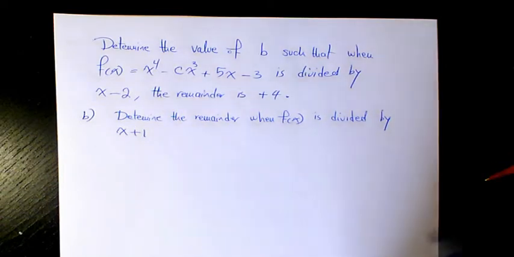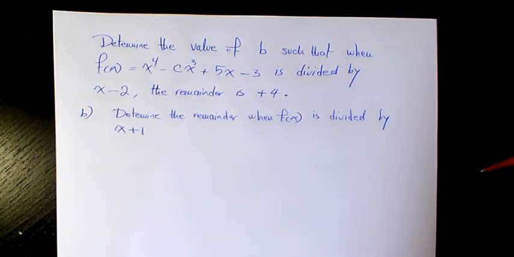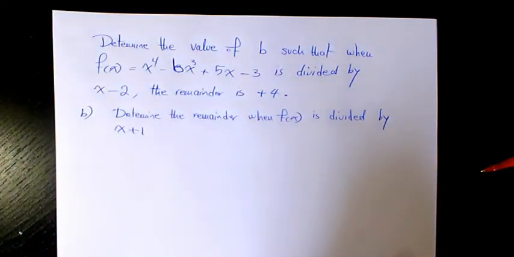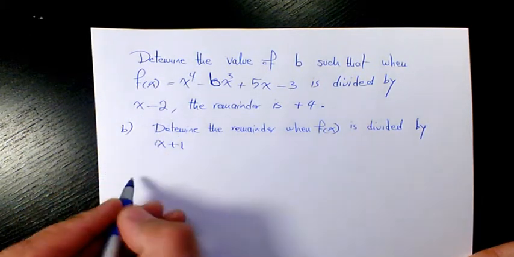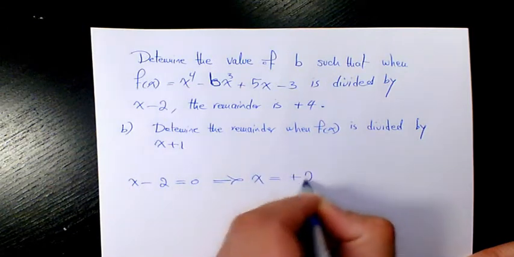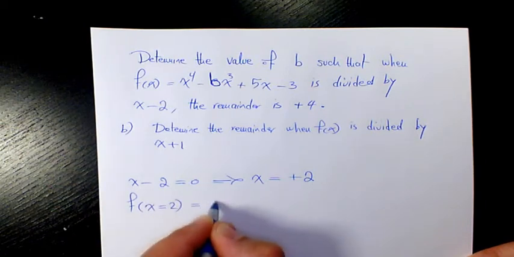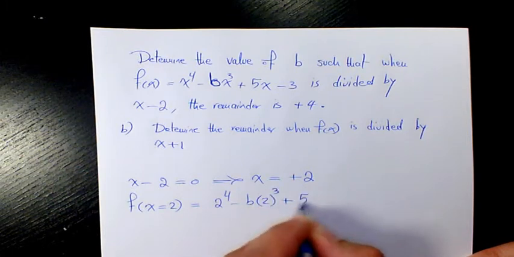Next example, it says determine the value of b such that when f of x equals x to the power 4 subtract bx cubed plus 5x minus 3 is divided by x minus 2 and the remainder is positive 4. So that's gonna be x minus 2 equals 0. So x will be equal to positive 2. Then we sub it into the formula. F of 2 is going to be 2 to the power 4 minus b times 2 to the power of 3 plus 5 times 2 minus 3.